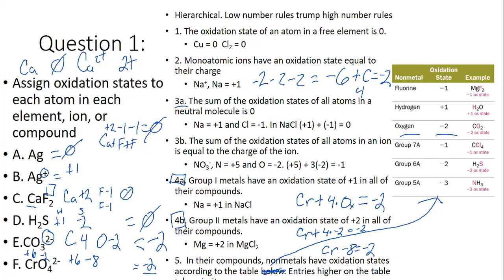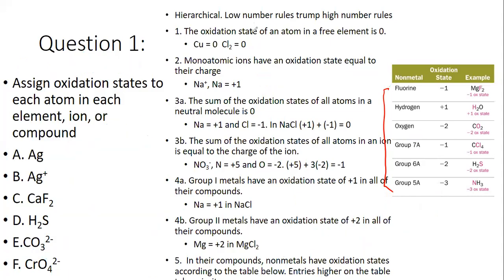Oxygen, sulfur, minus two. Most other elements, we only know the oxidation state of the elements in this table or our metals. Everything else can be a little bit variable. Any other questions? Just assigning oxidation states. All right.